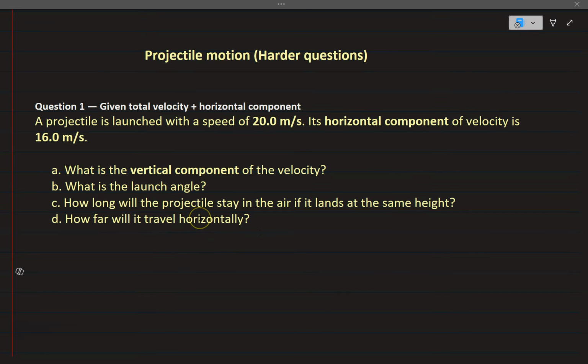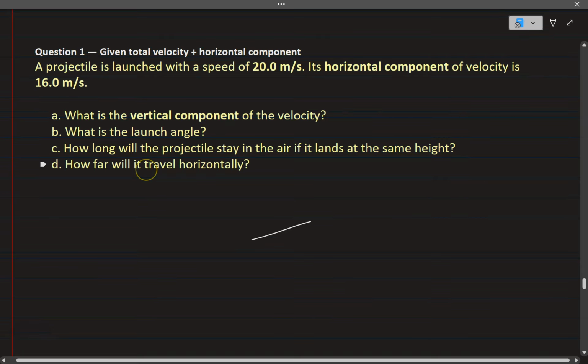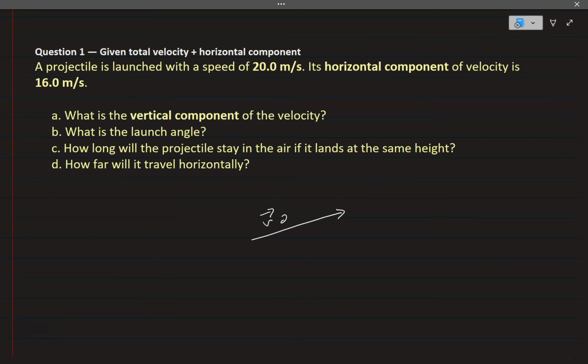Okay, the first thing that we need to do is draw a diagram. Here it is. The velocity is 20 meters per second. And it says that the horizontal component of it, which is right here, is 16.0 meters per second. This is VIX, the initial horizontal component of the velocity.